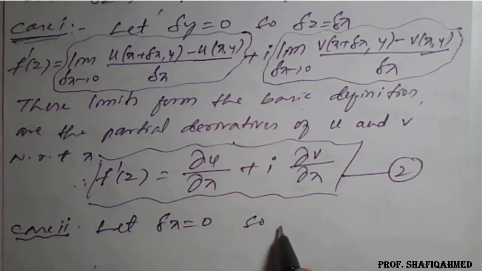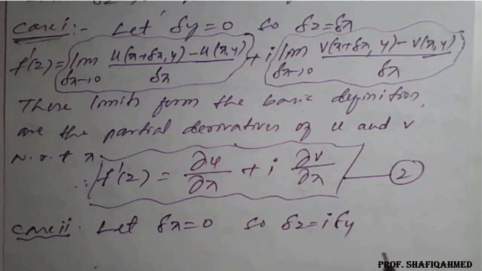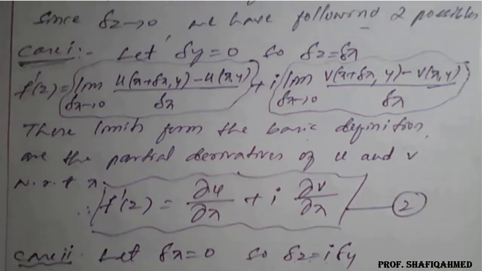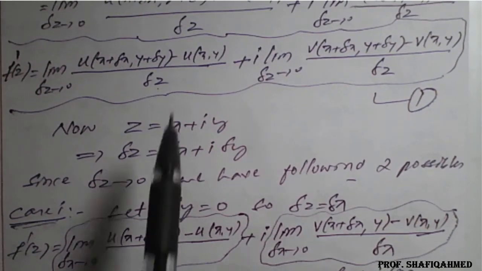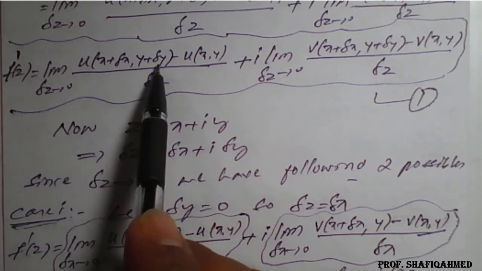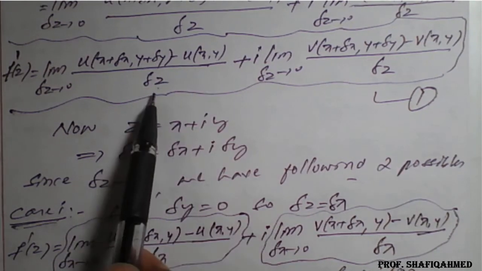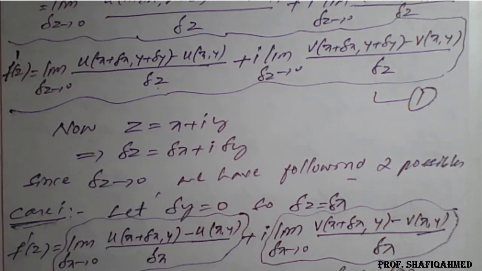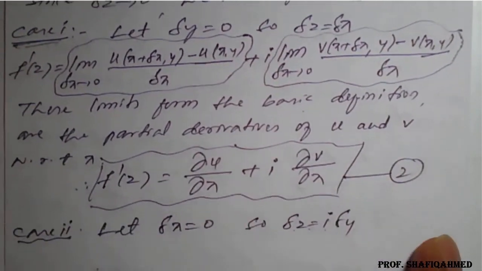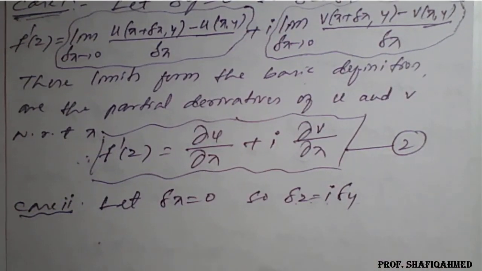So we get delta z is equal to i times delta y. So in the above equation number 1, we will replace delta x equal to 0 and delta z equal to i times delta y. So equation 1 becomes what here? What is our equation number 1? We have to go back and replace delta z by i times delta y. So let's see what happens on replacing in equation number 1.